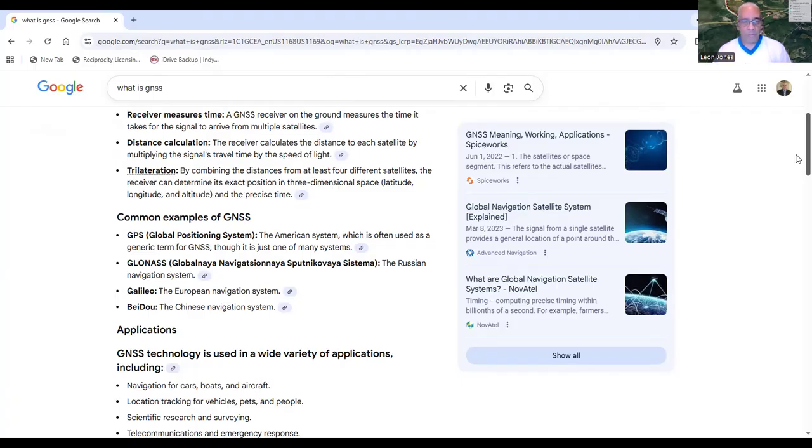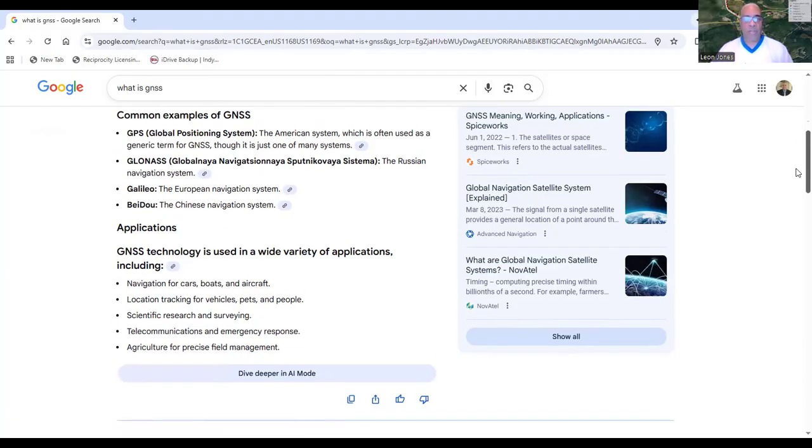BeiDou, that's the Chinese navigation system. Then you have GNSS technology. It's used in a wide variety of applications. Navigation for cars, boats, aircraft.